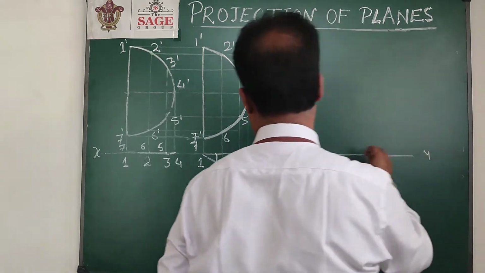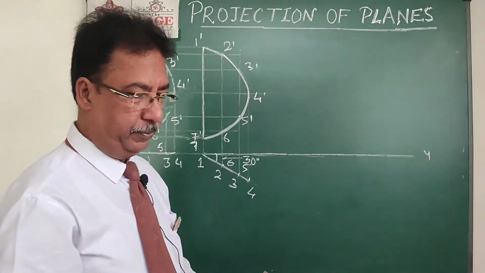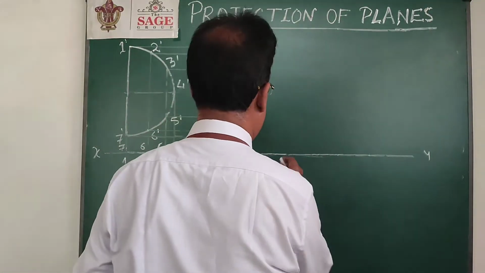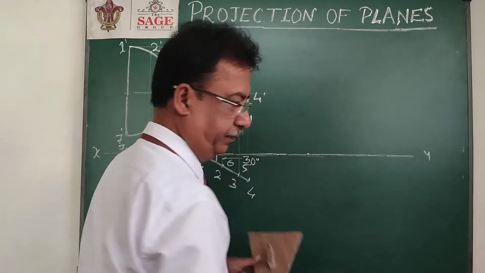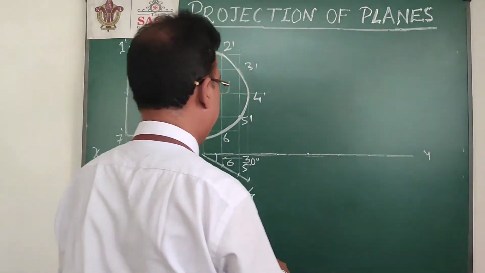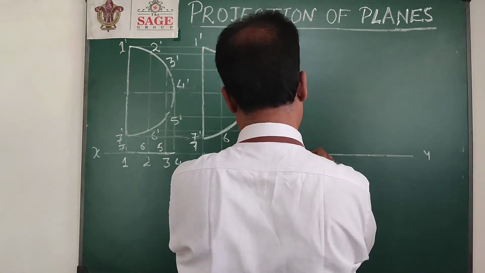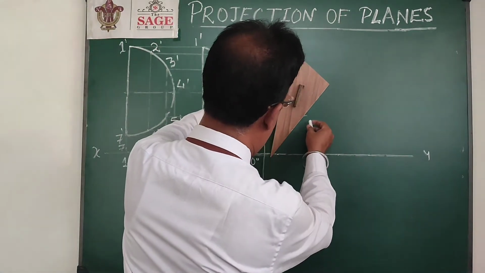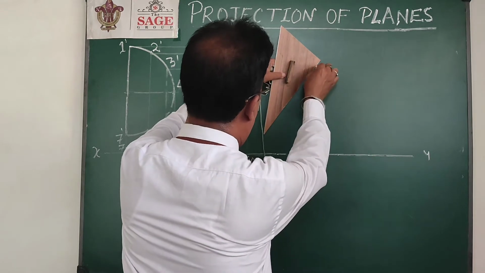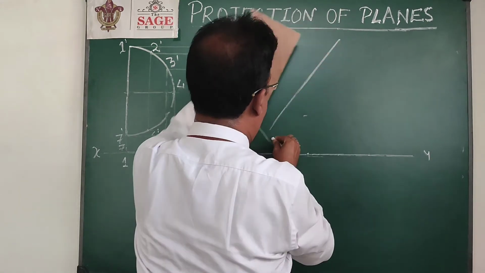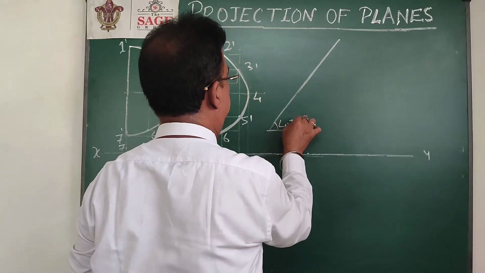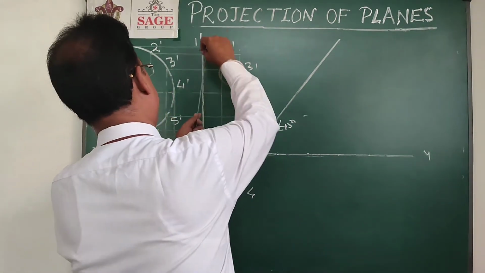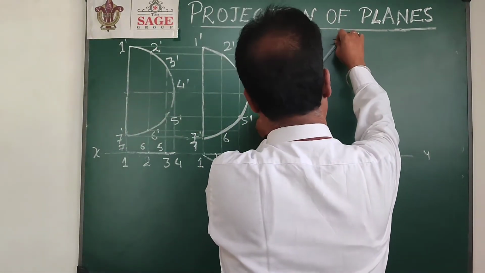So in the next stage, we are going to copy this whole figure, and I will make it inclined by 45 degree to the reference line. So initially I will mark a line at 45 degree to the reference line, and on that line I am going to shift this. So I will draw a line at 45 degree inclined to the reference line. Now on this line I am going to shift the whole figure. So I just copy the figure from this position like this.